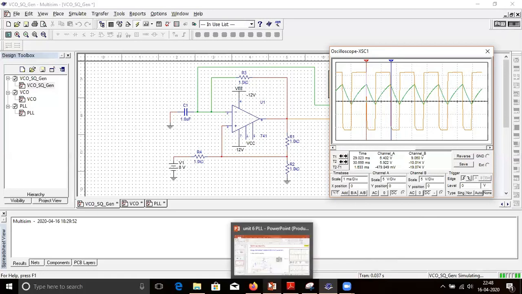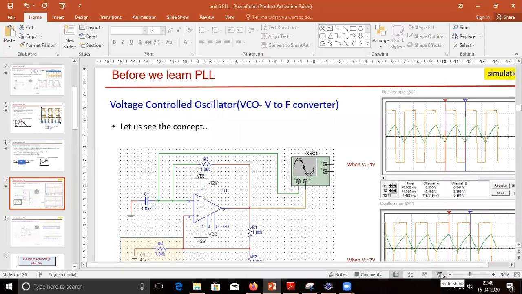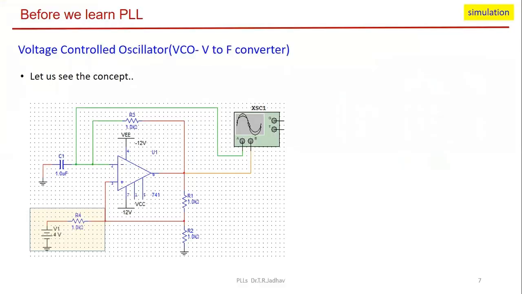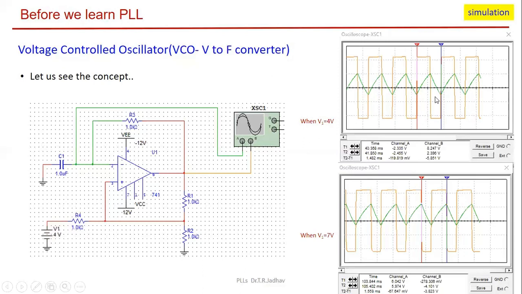So let us go back to the slides. So this is what we have just seen. So when voltage was given as 4 volts, as you see here, the time period was 1.48 millisecond. So for 7 volts, it was 1.55 millisecond. So in VCO, basically, the output frequency is a function of control voltage. So this is very important concept that you should understand. Hope you understood the concept through the simulation.